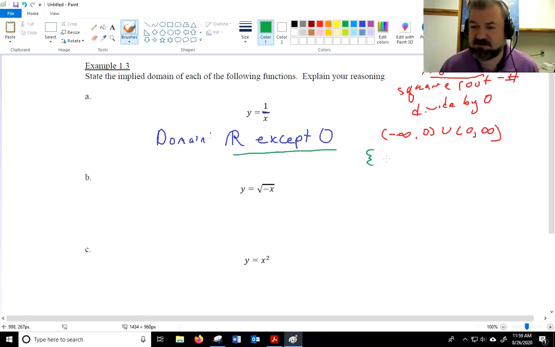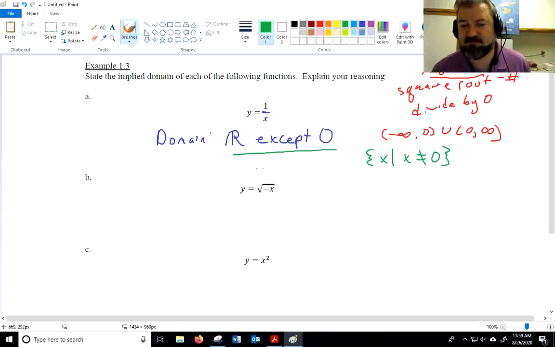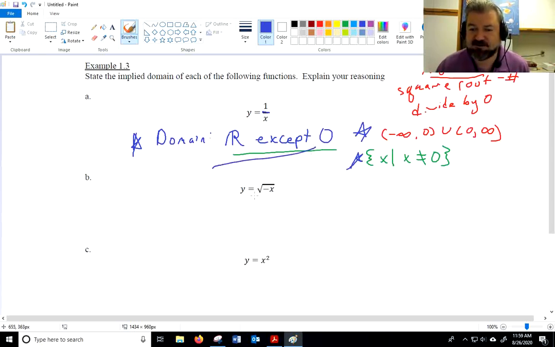We could put in set notation. We could say x such that x does not equal 0. And that works as well, but usually with these I just say all real except, which is fine. So any one of these ways of saying it is acceptable, but I will tend towards this one. All right, let's take a look at the square root one now.